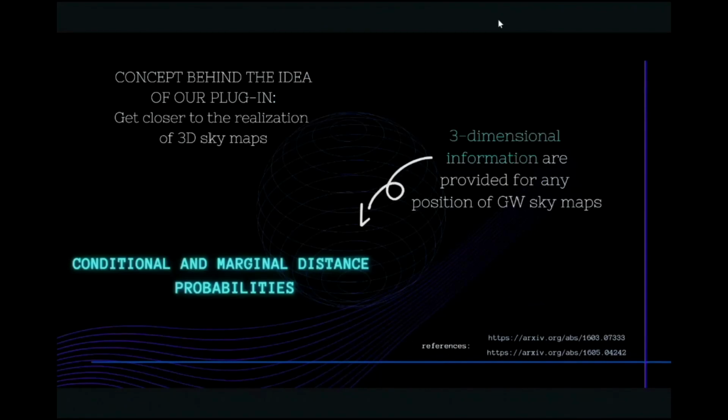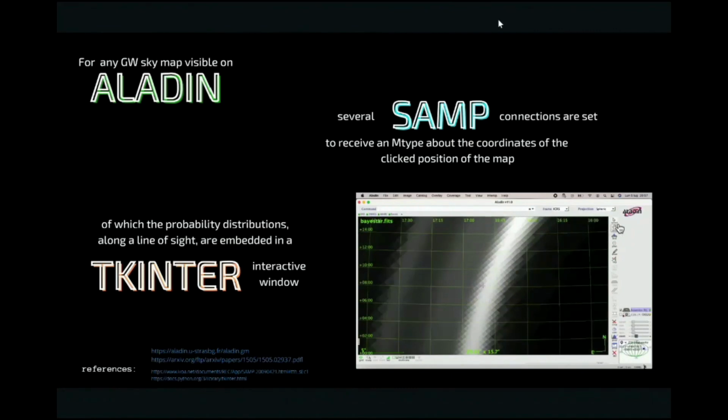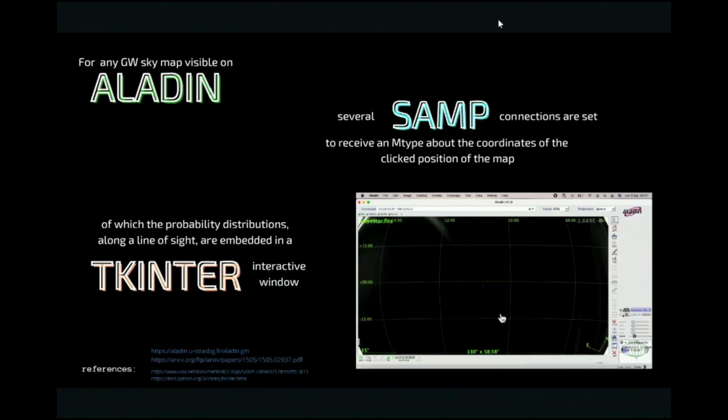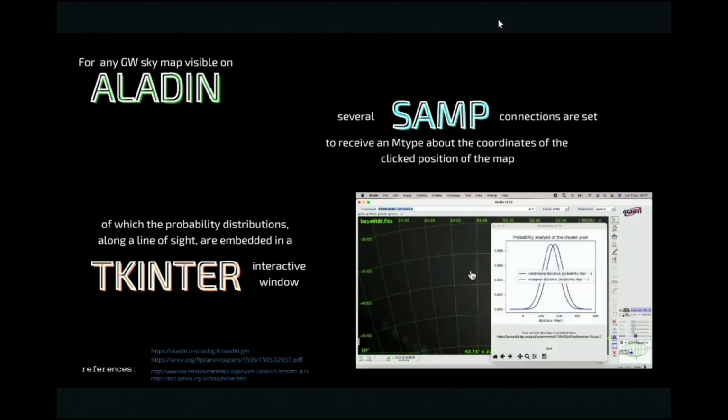Concept behind the idea of our plugin: get closer to the realization of three-dimensional sky maps. Three-dimensional information, such as conditional and marginal distance probabilities, are provided for any position of gravitational wave sky maps. As you can see from the video below, for any gravitational wave sky map visible on Aladin, several SAMP connections are set to receive a message about the coordinates of the click position on the map, of which the probability distributions along a line of sight are embedded in a Tkinter interactive window.